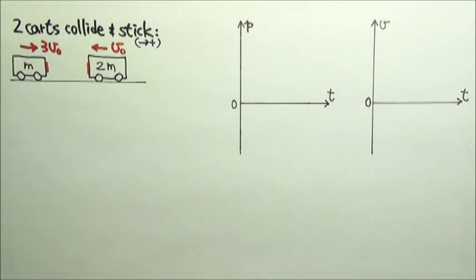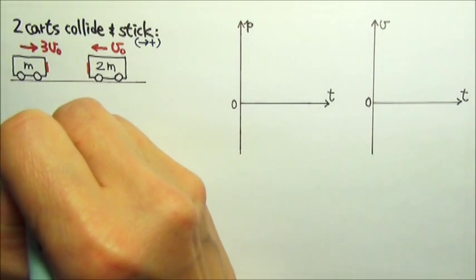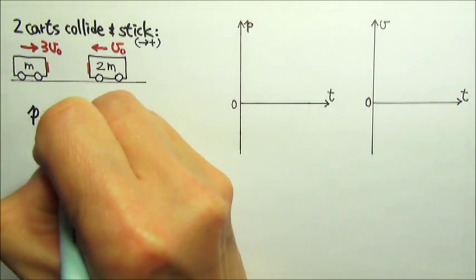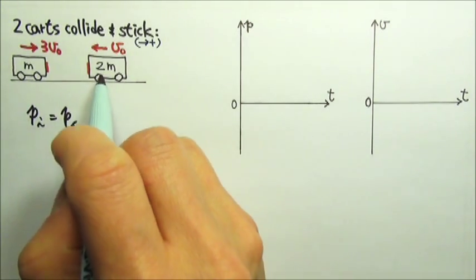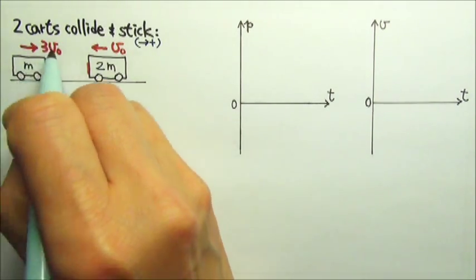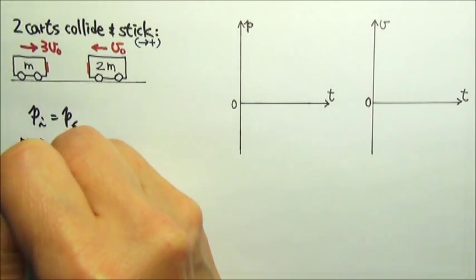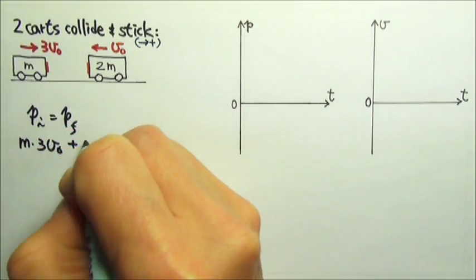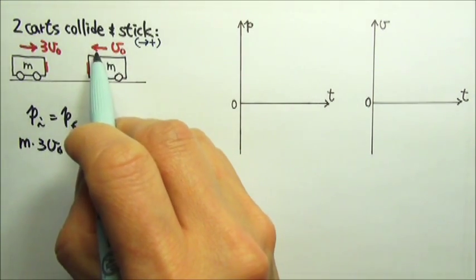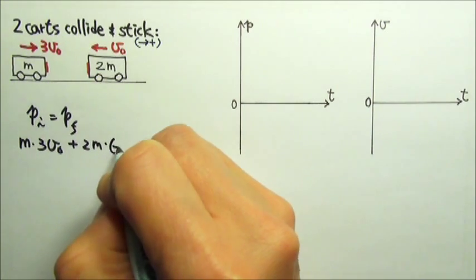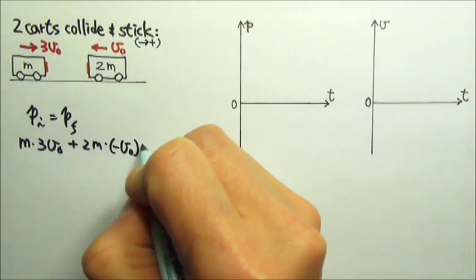First, let's find the card's velocity after the collision. It's a collision problem, so we can use the conservation of momentum. Initially, both cards have momentum, and the momentum is mass times the velocity: m times 3v0 plus 2m times its velocity. Because it's in the negative direction, we have to say the velocity is negative v0.